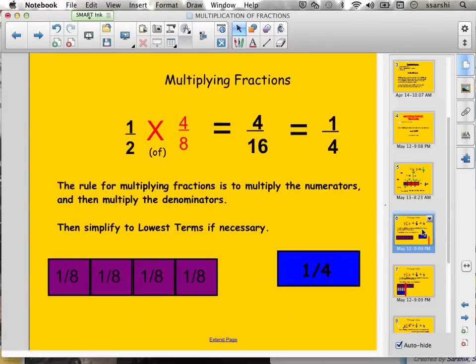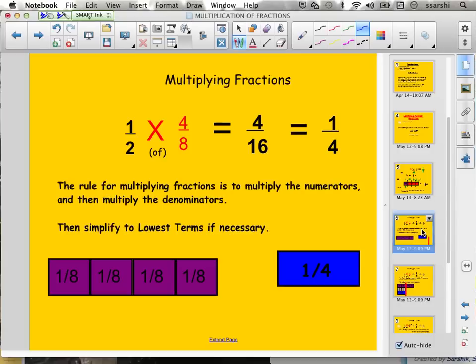The rule for multiplying fractions is really fairly easy, much easier than doing addition and subtraction with unlike denominators. No matter what the denominators are, when you're multiplying fractions, the rule is you multiply the numerators and then multiply the denominators and simplify to lowest terms if necessary.